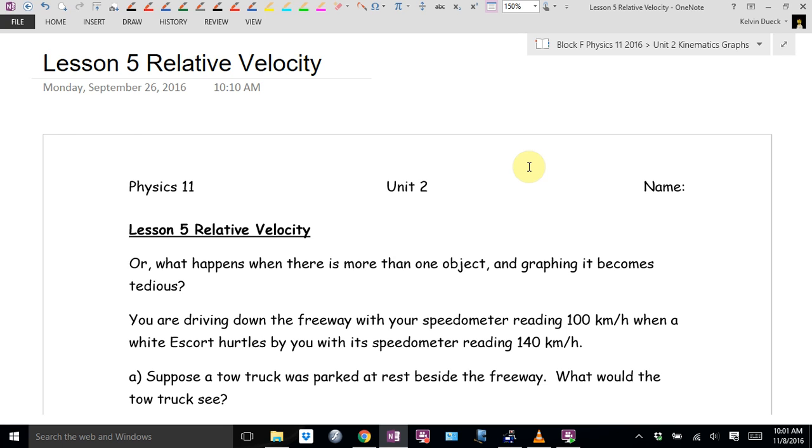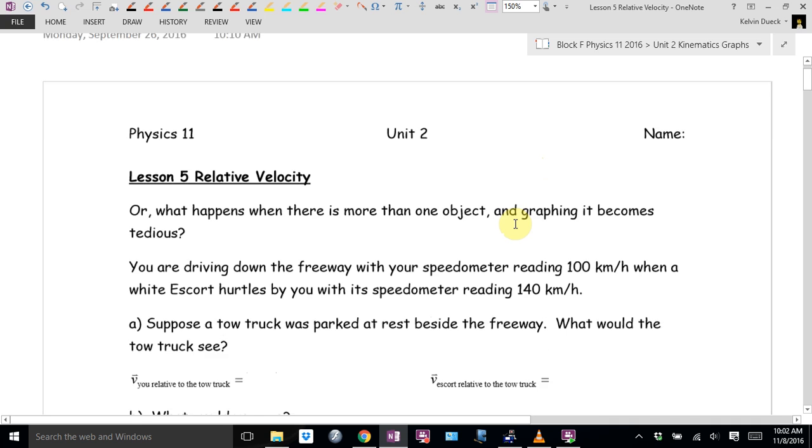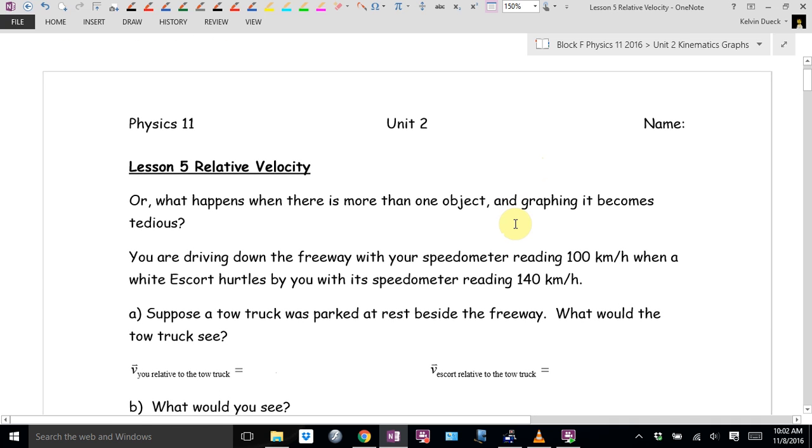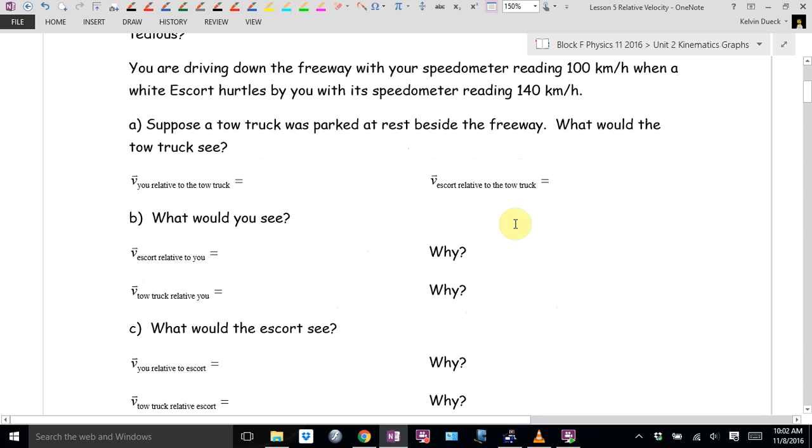So, here's our first little thought experiment. You're driving down the freeway with your speedometer reading 100 kilometers per hour. We'll go kilometers per hour because that's what speedometers show. And a white Escort hurtles by you at 140 kilometers per hour. Can you imagine that? You've all been on the freeway. A car has just gone past you. Suppose a tow truck was parked at rest beside the freeway. What would the tow truck see?